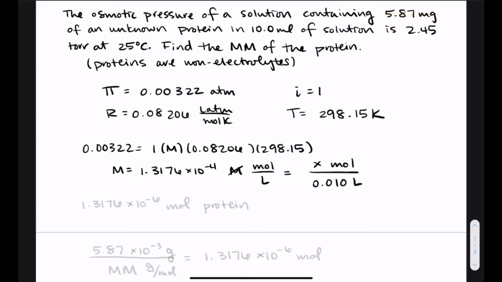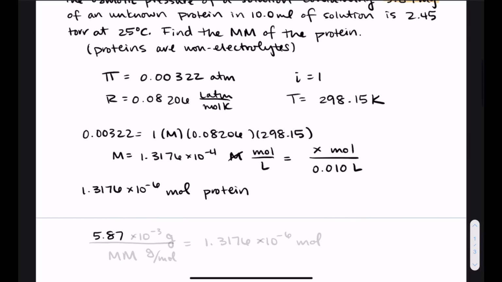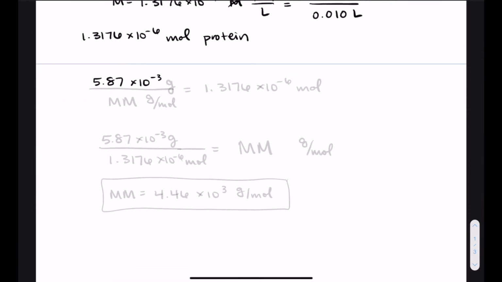I know the volume of the solution. So I know the molarity and I know the volume. From that, I can find out how many moles of protein were dissolved in the solution, which is 1.3176 times 10 to the minus 6th moles of protein. Well, I know the mass and I know the number of moles. Normally we would say, I know the mass, I want the number of moles. How do I figure it out? Use the molar mass. Now I know the opposite sides of that, and I don't know the molar mass.